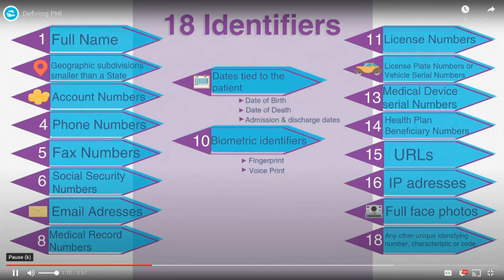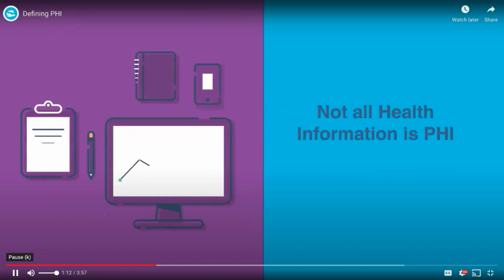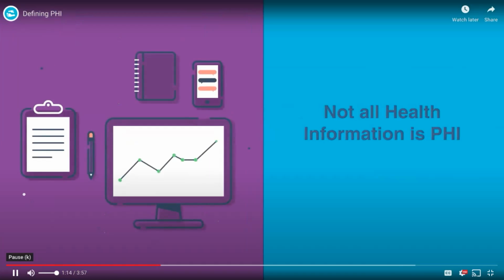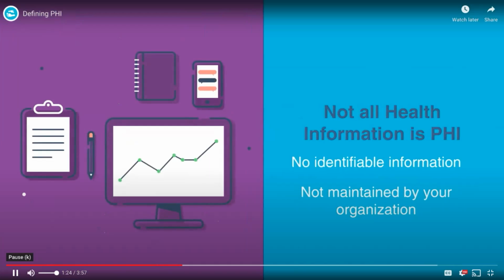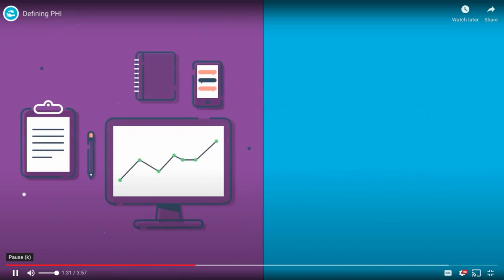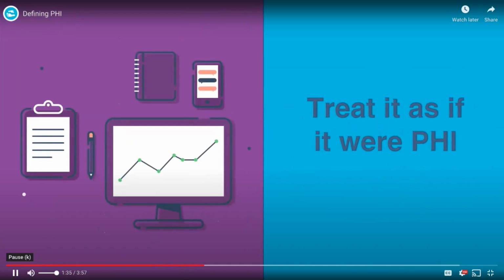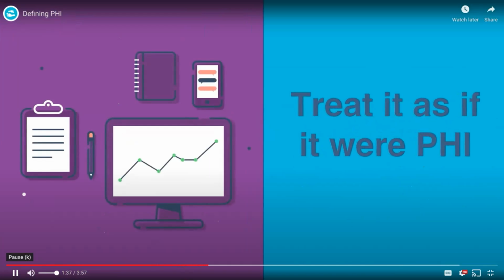You might come across health information that is not considered PHI. Some examples of this would be health information with no identifiable information attached, or if the health information, regardless of any identifiers, is not maintained by your organization. These circumstances will be rare, and if you ever do encounter such an instance, the safest practice would be to treat it as if it were PHI. Notify your manager should you ever come across health information like this.